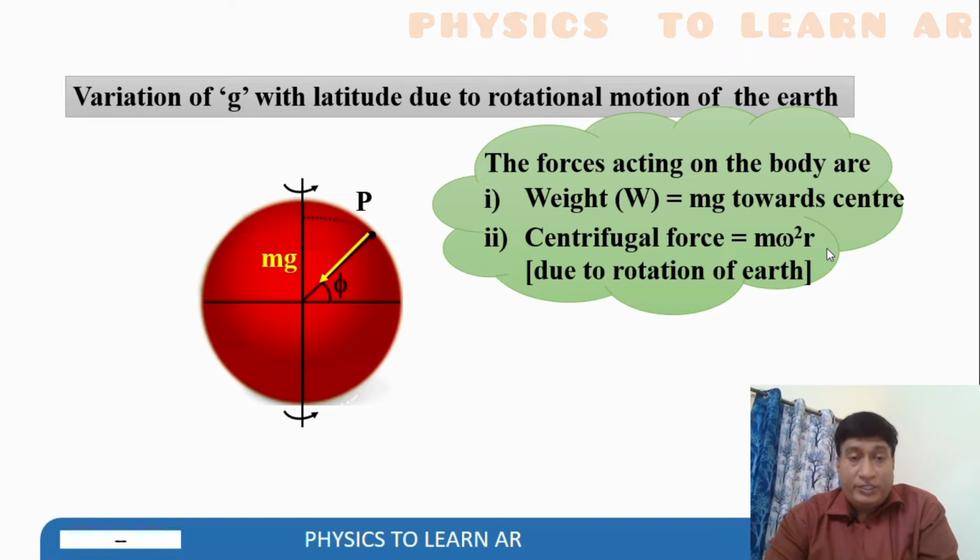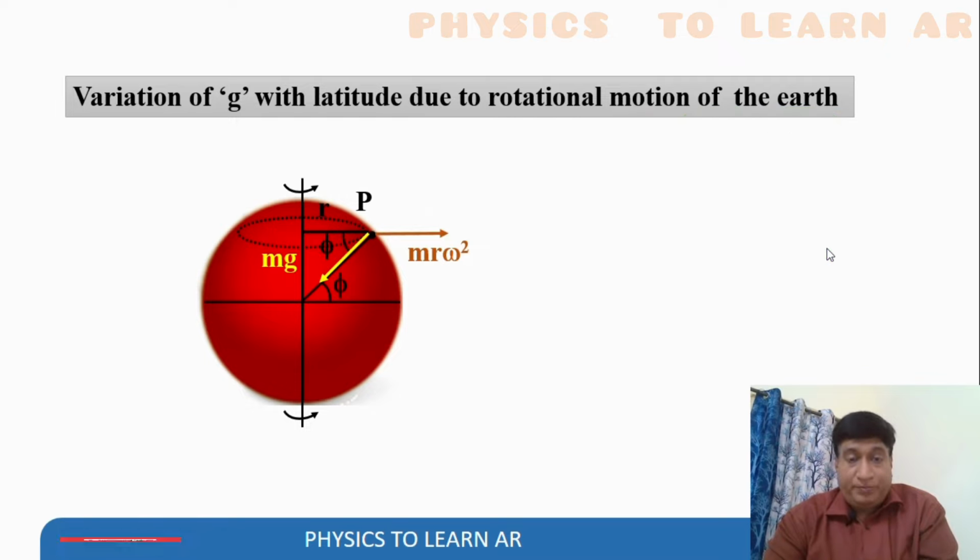You can observe the dotted lines, which represent the rotation of the body at point P, because Earth is rotating about itself, so along with the Earth the object is also in rotation. That radius I take as small r, and the centrifugal force is m omega square r. With the help of mathematics, if it makes a certain angle phi here, here also it will make the same angle phi.